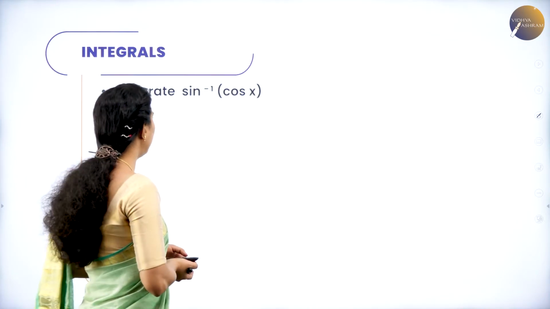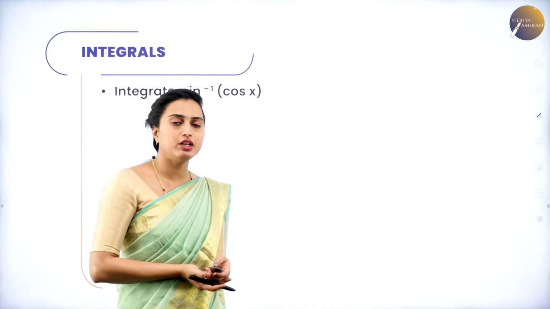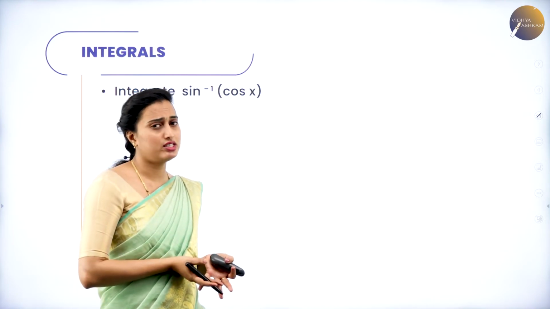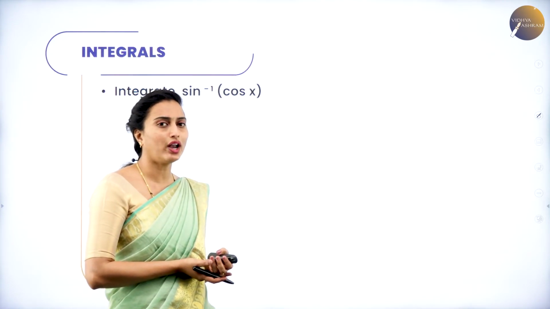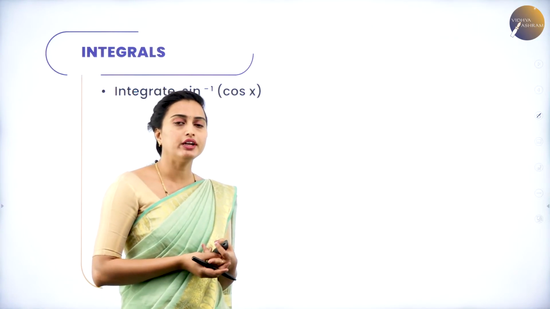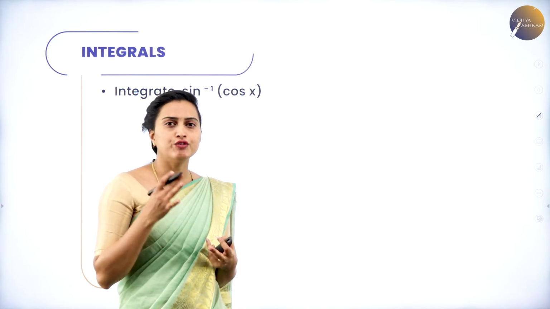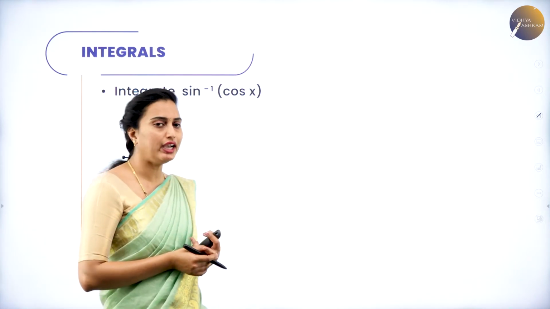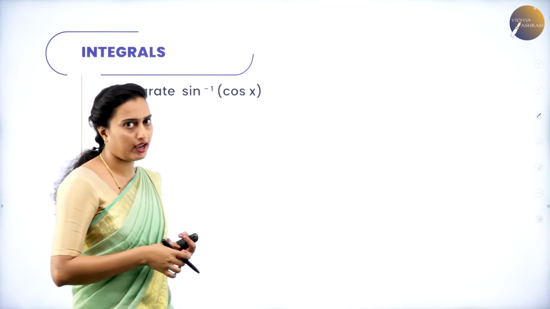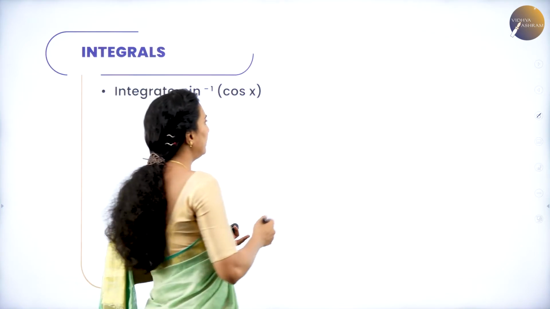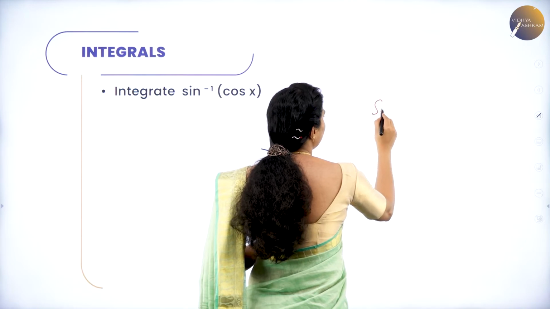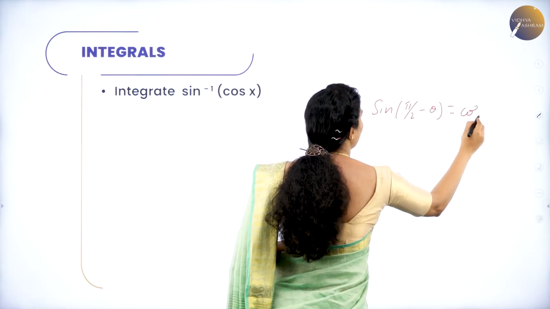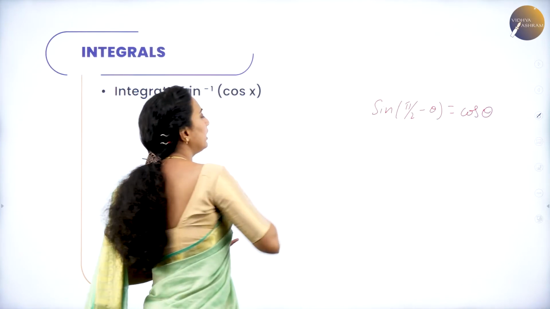Now we'll be moving on to the next problem. Integrate sine inverse of cos x. Now dears, you cannot substitute cos x here because you have sine inverse. So what I am going to do here, according to the trigonometric functions, sine inverse and sine will go, and the remaining is whatever is inside the angle, isn't it? So writing this cos x in terms of sine, according to the standard angle, you can write sine of 90 minus theta is equal to cos theta. Now here, in place of theta, you have x.